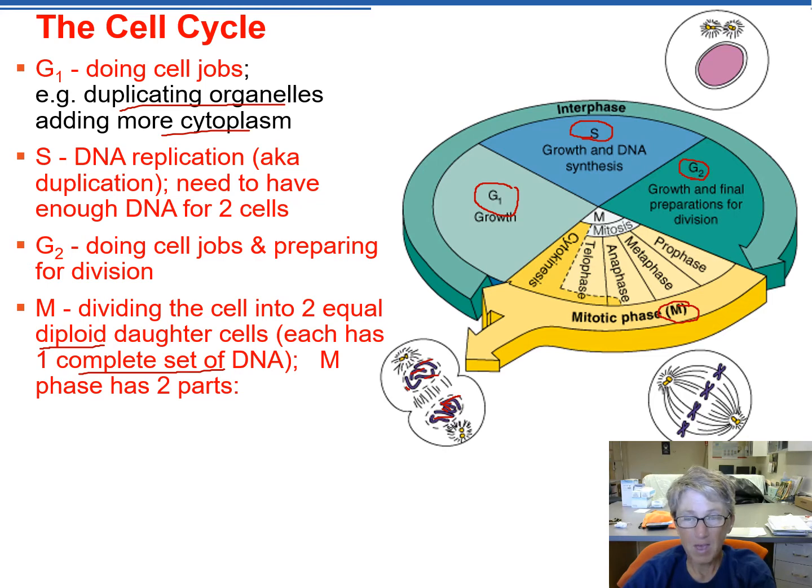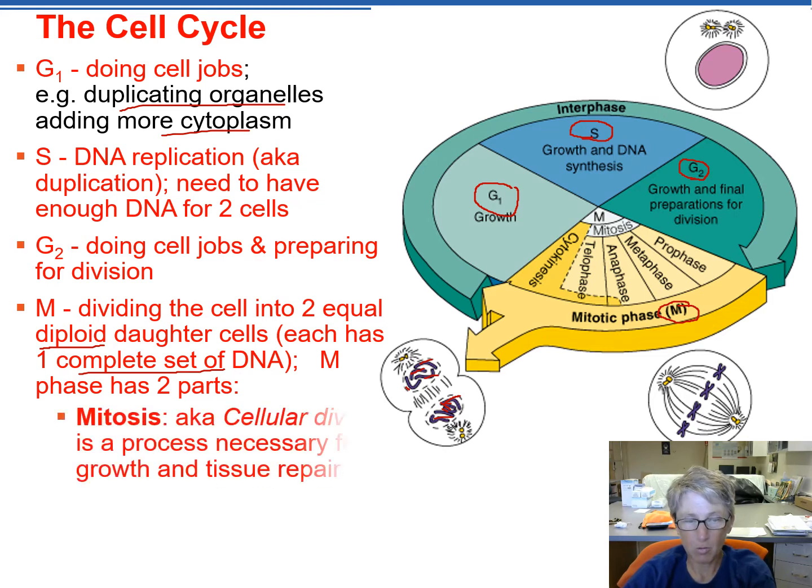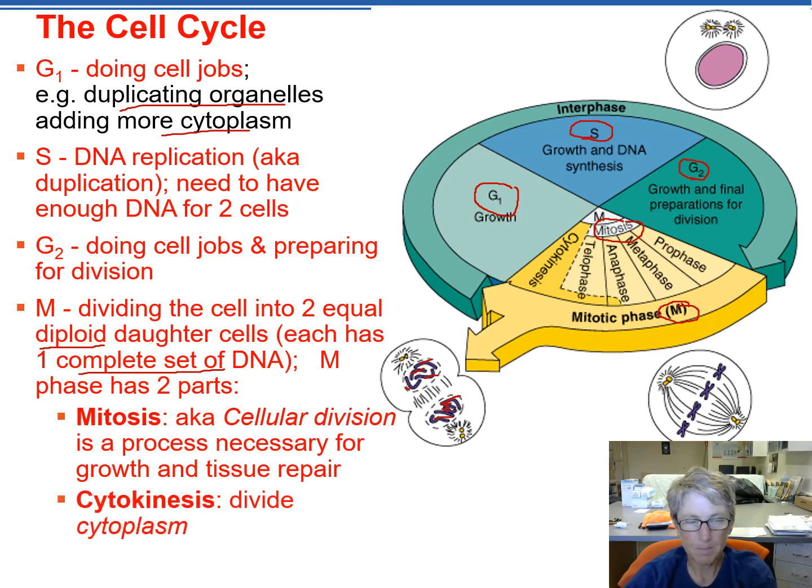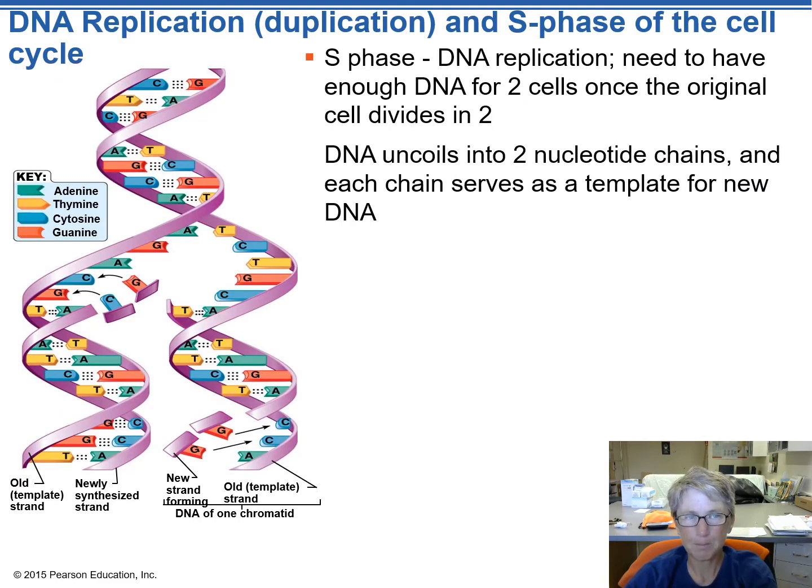The M phase, or the mitotic phase, has 2 parts. Like we said, it's got mitosis, cellular division. You need to do it for growth and tissue repair. For example, your oral cavity cells are always being abraded when you eat food, so you have to make more of those. You need to have a process of cell division in your oral cavity. And then the second part is cytokinesis, when the cytoplasm is actually divided.